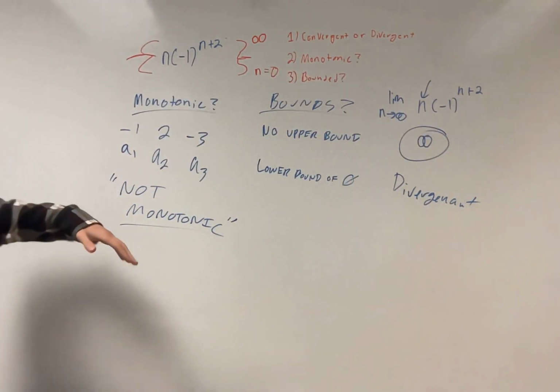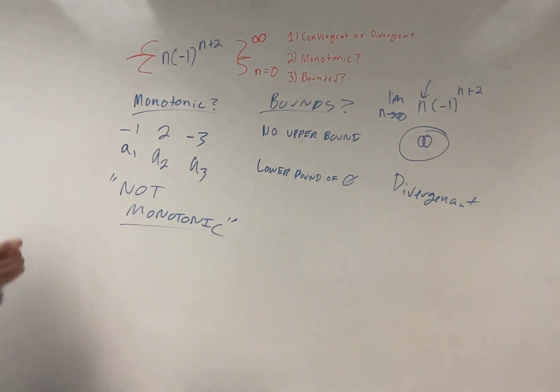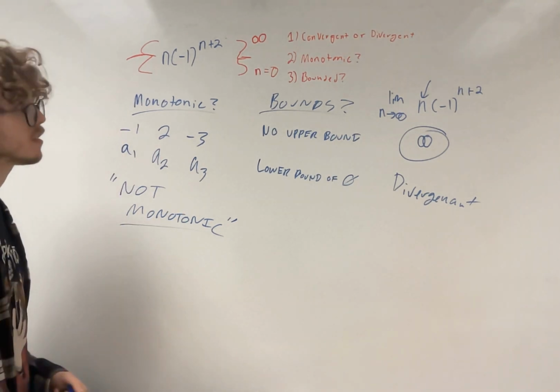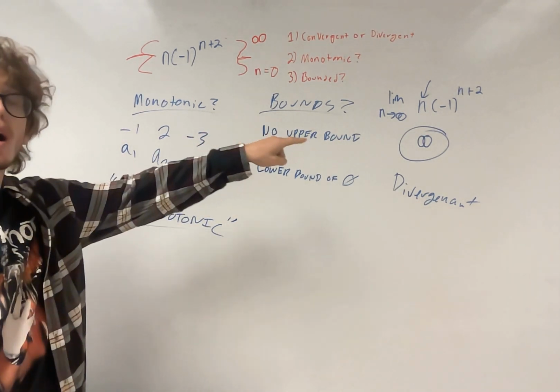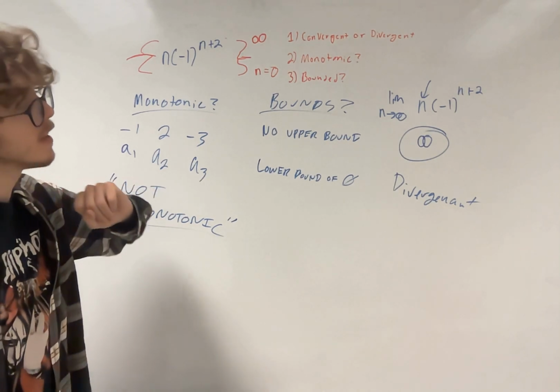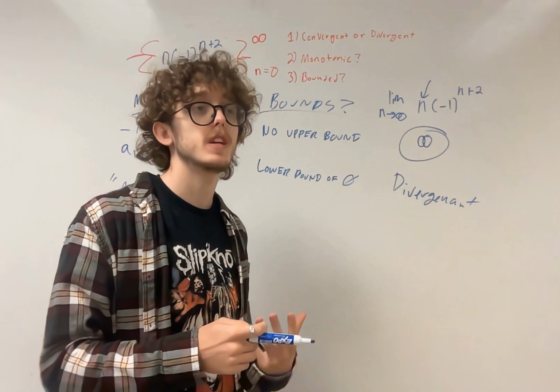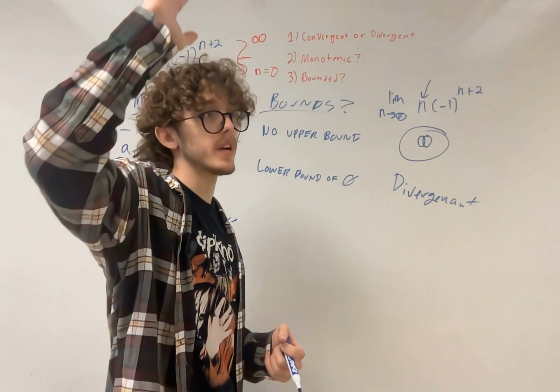So, to summarize, this is not monotonic because it's flipping back and forth: decreasing, increasing, decreasing, increasing, decreasing, increasing. Our bounds, we have no upper bound, but we do have a lower bound of 0. And it's divergent because when we approach infinity, the function's always growing, right?